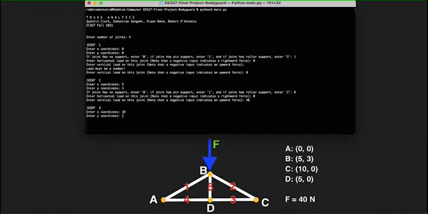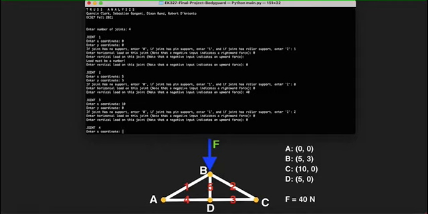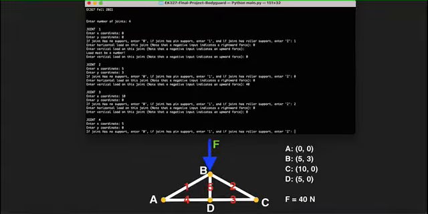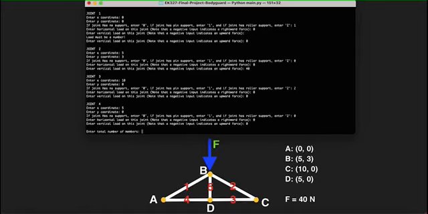Joint 3 is C at 10, 0. This is going to be a roller support, so 2. No horizontal load and no vertical load. And joint 4 is going to be D at 5, 0. No supports and no external loads.